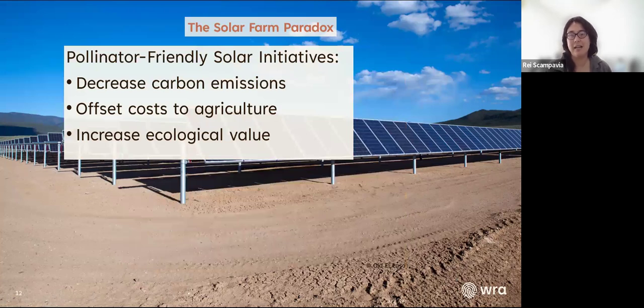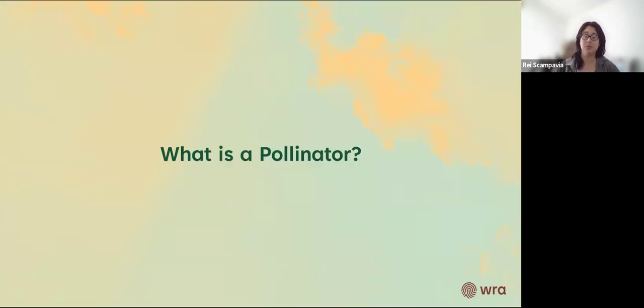So again, we have these pollinator-friendly solar farms, which are a potential way to decrease carbon emissions through the production of these solar farms, while also offsetting costs to agriculture and increasing the ecological value of the area around these solar farms. So now that I've talked a little bit about some of the trade-offs with solar energy and solar farms specifically, before I start delving into the specifics of pollinator-friendly solar farms, I want to take a step back and talk a little bit about what pollinators are and why they're important.